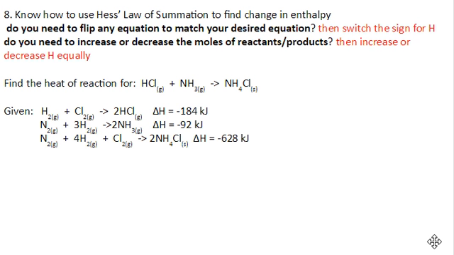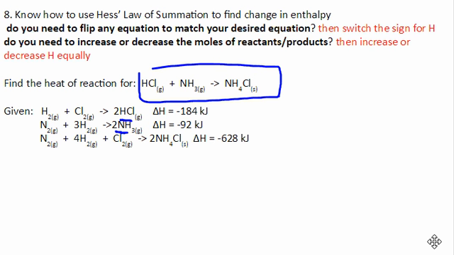So as I look at the desired equation of HCl plus NH3 gives me NH4Cl, pay attention to the state signs. Those can be important as well. When I look at my first equation, HCl could be important to me, but it appears to be twice as much as what I need. So it looks like I might have to flip and cut this in half. And then the second equation, NH3, again is important to me, but it looks like I'm going to have to flip it and cut it in half.